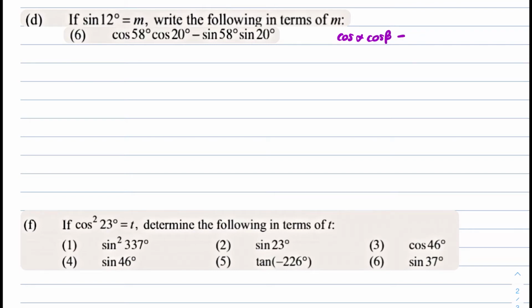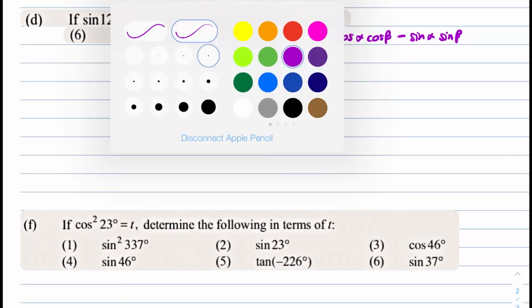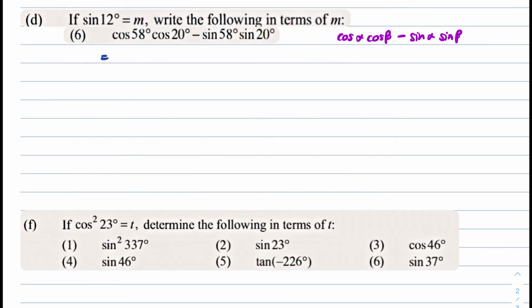And if this is minus, well, we'd be looking at adding the angle, so this is sine of alpha, sine of beta. So we realize here that we can write this expression as my cos compound angle, which is going to be 58 degrees plus 20 degrees. That gets me to the cos of 78 degrees.